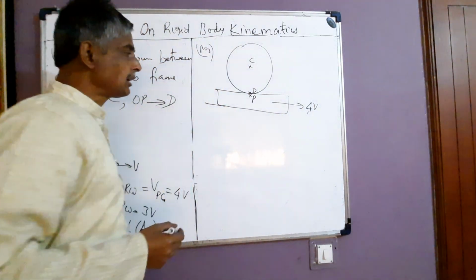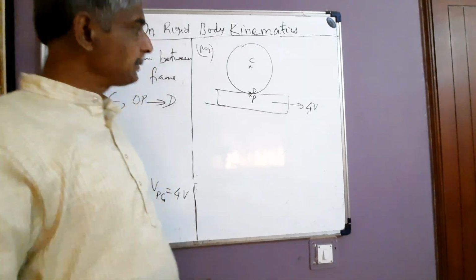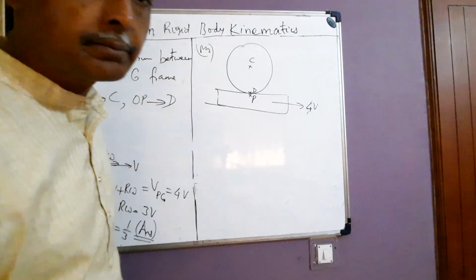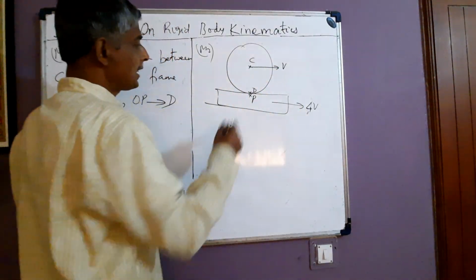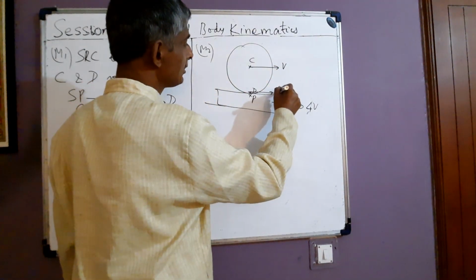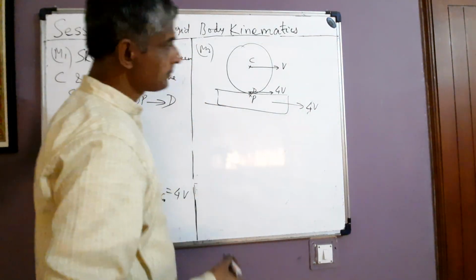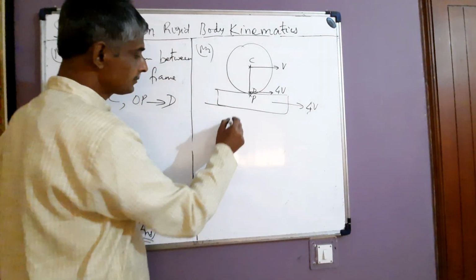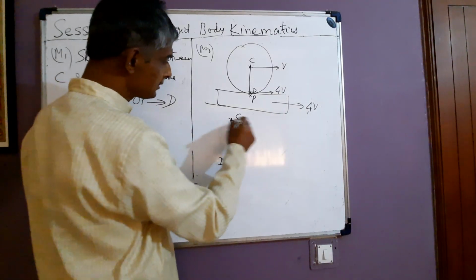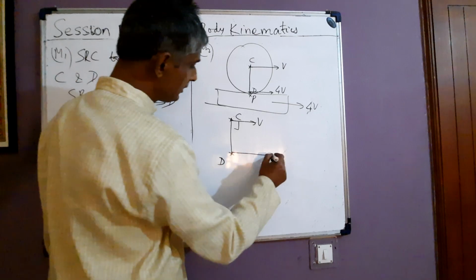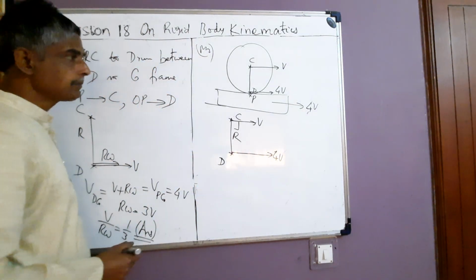So we apply the formula, relative normal speed by separation, to the line CD in ground frame. So see, velocity of C is how much? V. And velocity of D is how much? 4V, because I stated just now, pure rolling is taking place. This is the line CD. C is moving at a speed V. D is moving at a speed 4V. R is the separation between C and D.